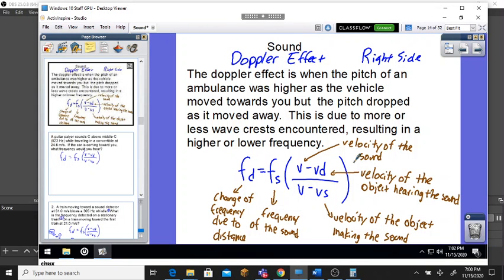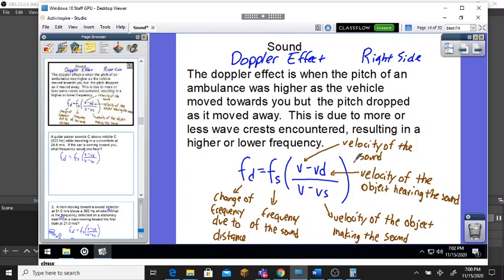Okay, let's go over the Doppler effect. So this goes on the right side. The Doppler effect is when the pitch of an ambulance is higher as the vehicle moves towards you, but then the pitch drops as it moves away. This is due to more or less wave crests encountered, resulting in a higher or lower frequency. So that's a little hard to understand, but we'll come back to that.